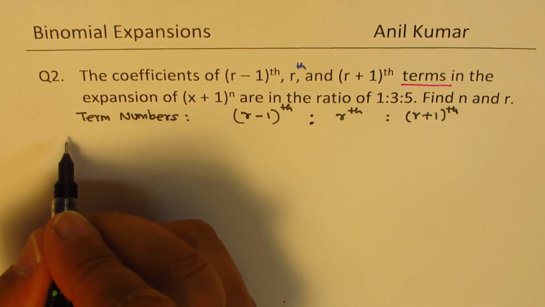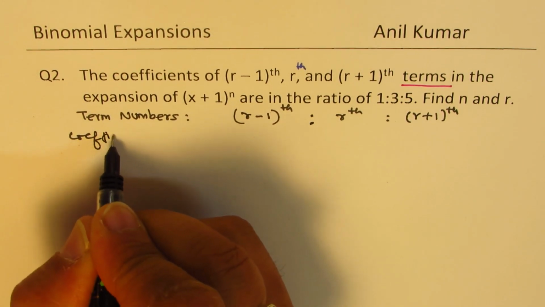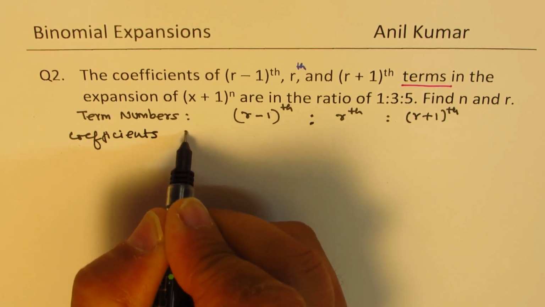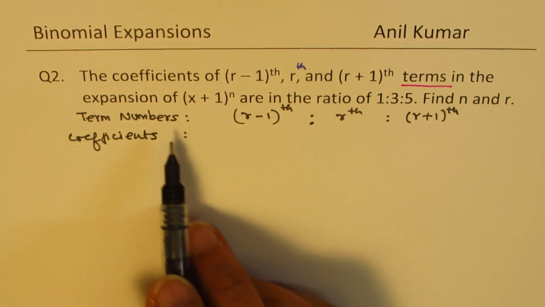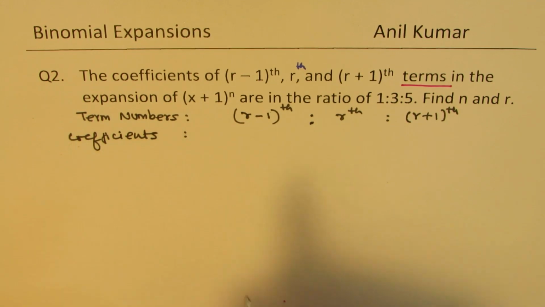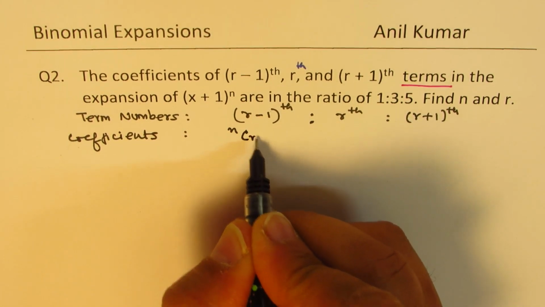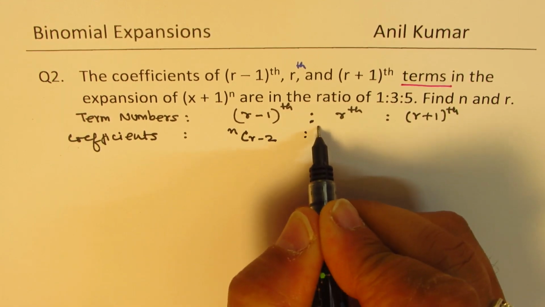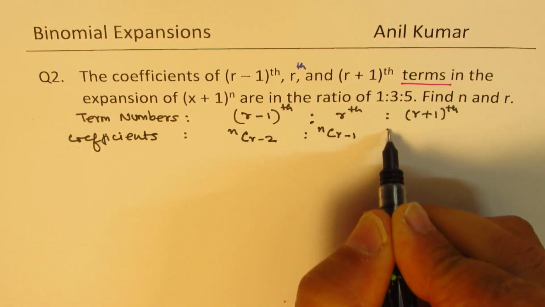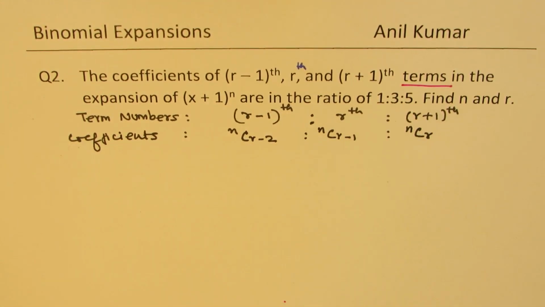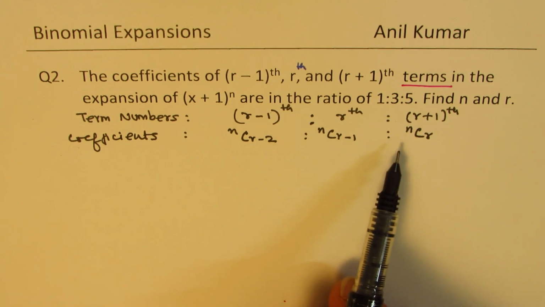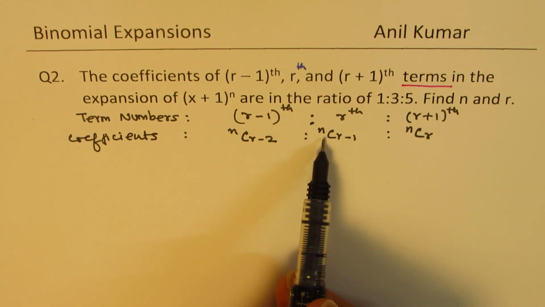So what are their coefficients? Tell me. What are their coefficients? Now it is important to understand term number is one more, right? Therefore, their coefficients are nCr minus 2 is to nCr minus 1 is to nCr. So some of you could make this mistake and get a wrong answer, right? So it's very important to understand when we are talking about term numbers and coefficients, you have to always take care of this, right? This is a common mistake.